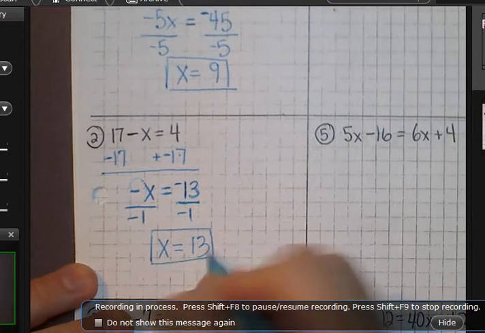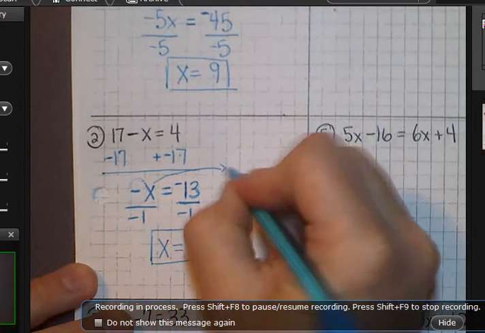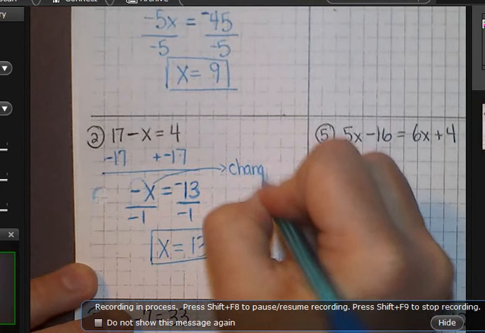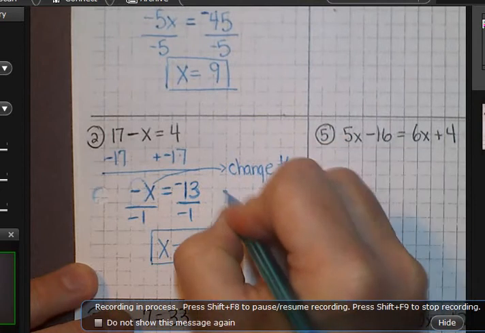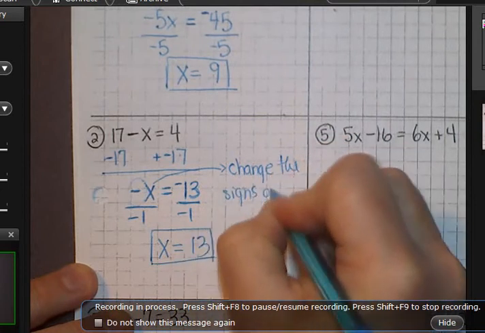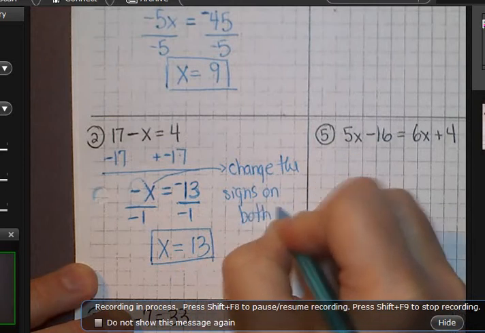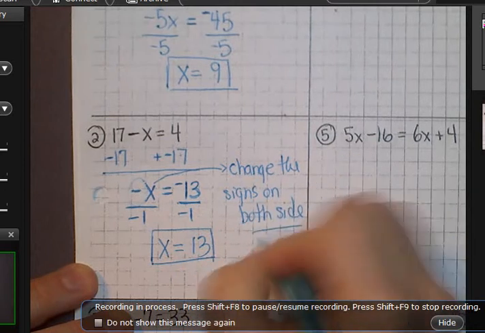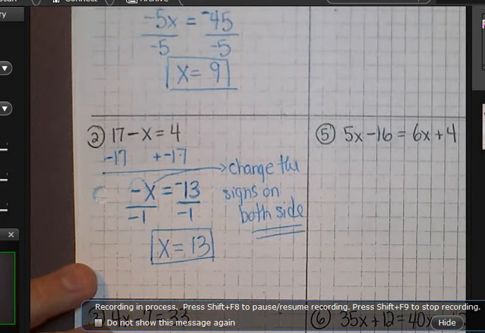The other way you can think about it is if you're left with a negative x, the last thing you need to do is change the signs on both sides. Essentially, that's what you're doing when you have a negative in front of x.